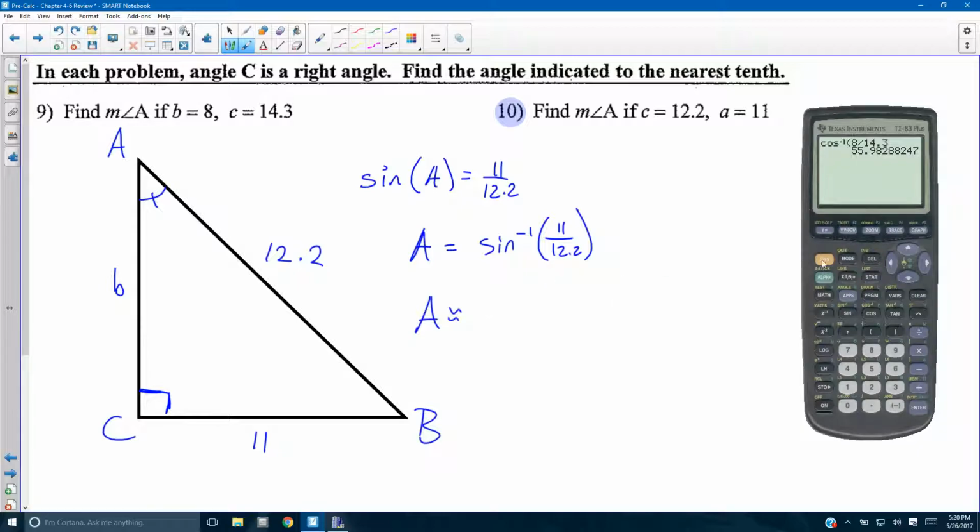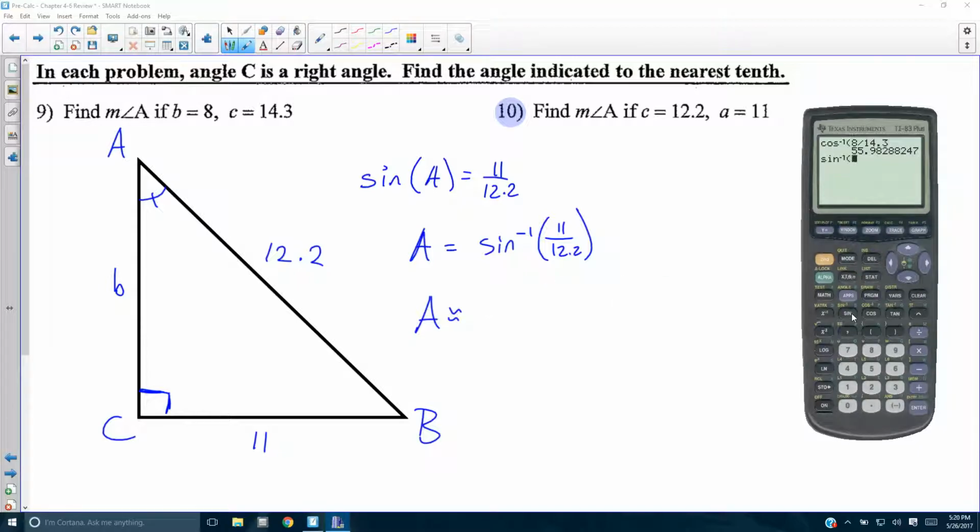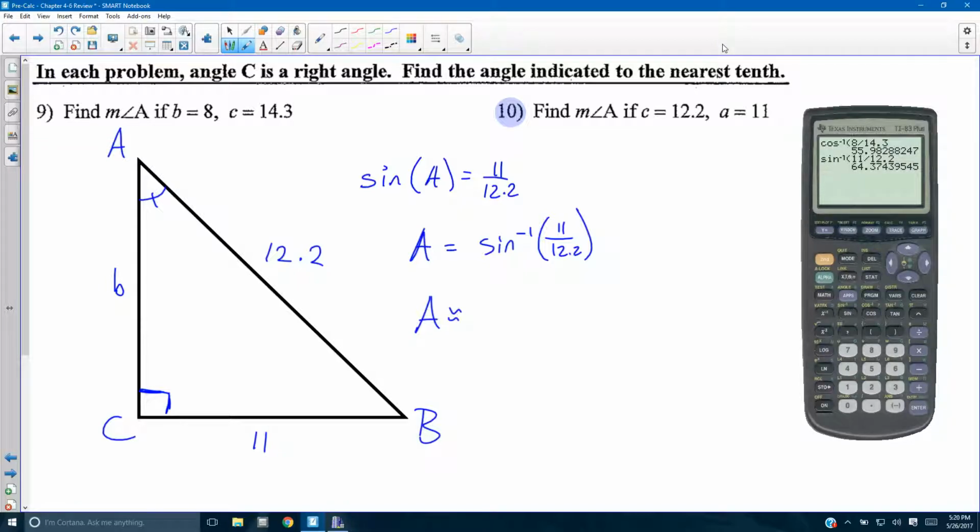Let's go inverse sine, second sine, and 11 over 12.2. Whoops, that looks like a 1, not 11. 12.2 right there, and about 64.37, so 64.4 degrees. Okay, that would be your final answer there.